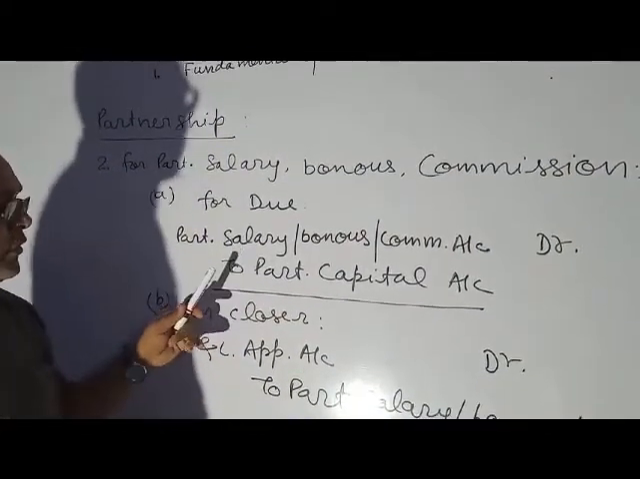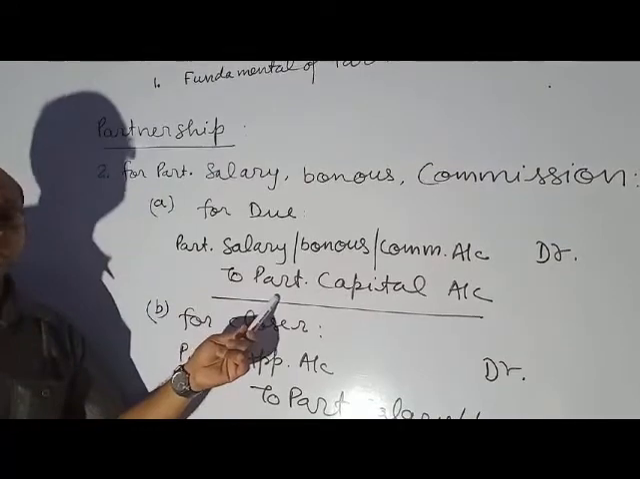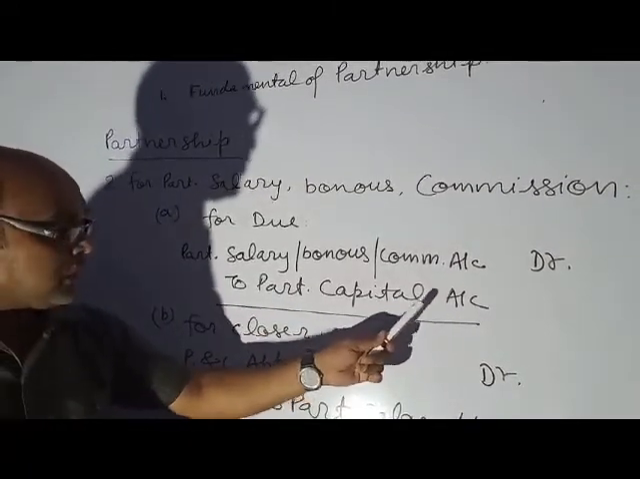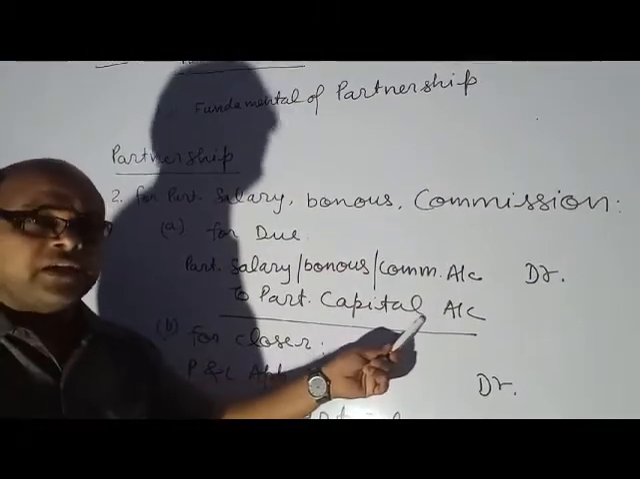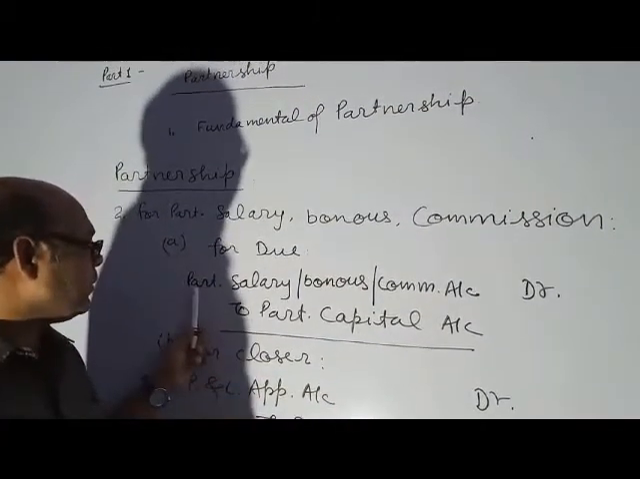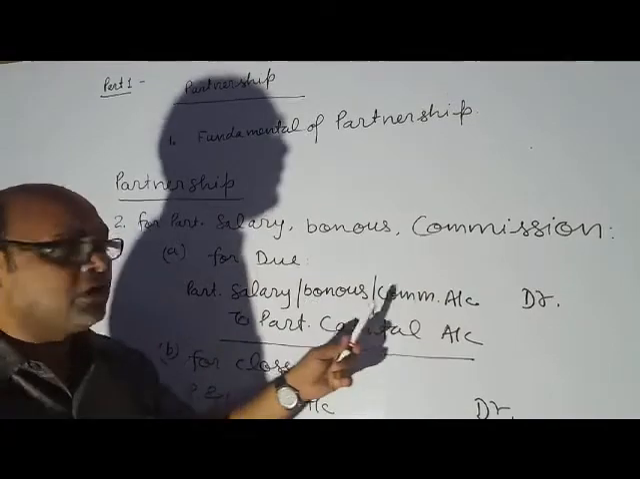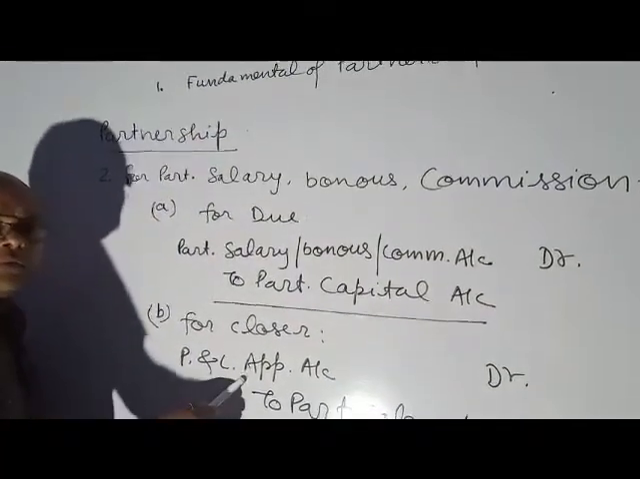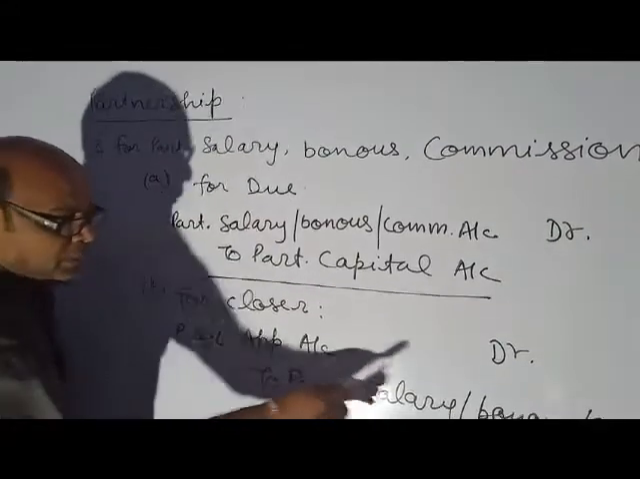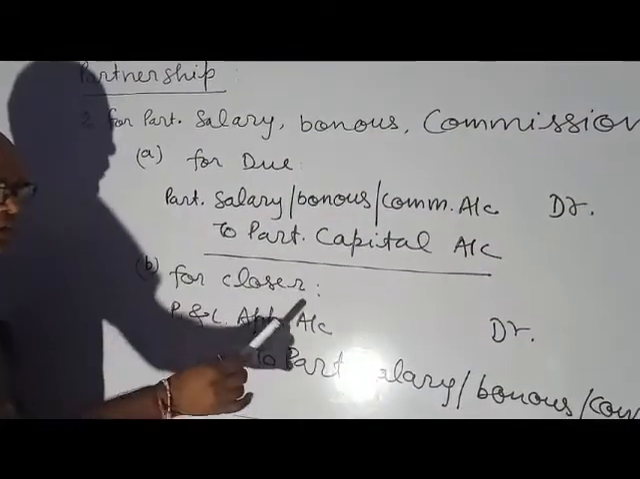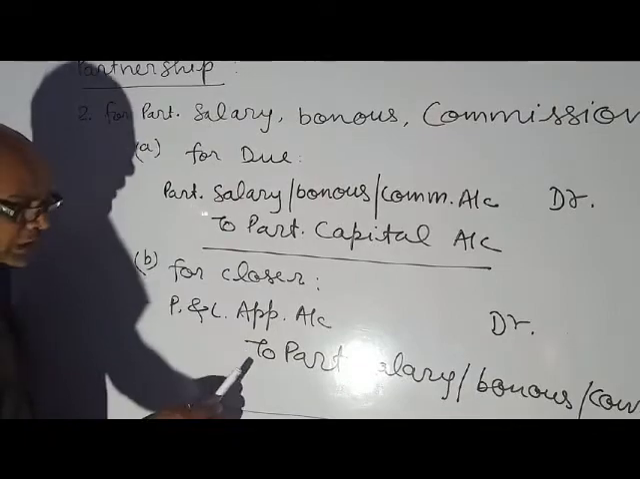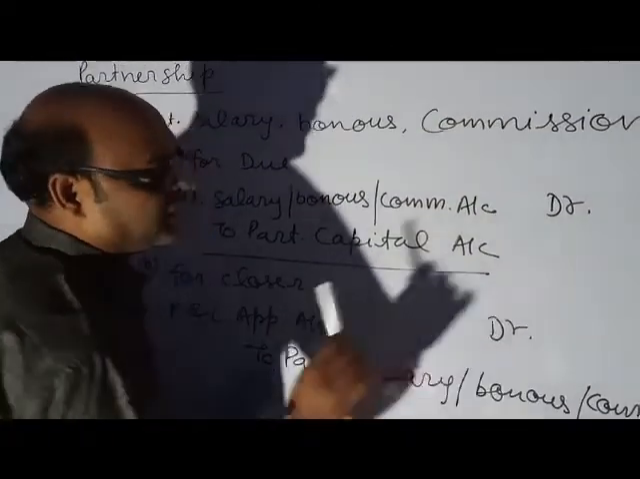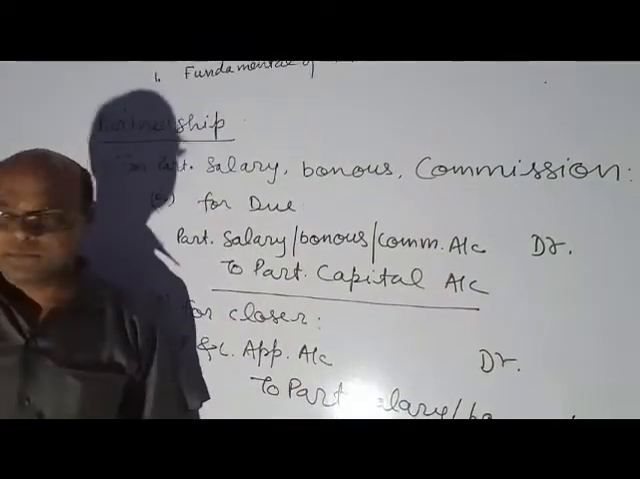When you draw the capital account, here partner's capital is credit. So on the partner's capital account credit side, you will record by partner's salary, bonus, commission. And when you draw the PL appropriation account, it is debit. So on the PL appropriation account debit side, you will record to partner's salary, bonus, commission. Okay.